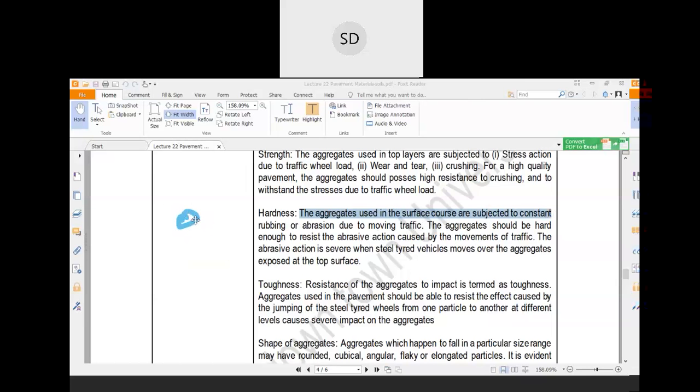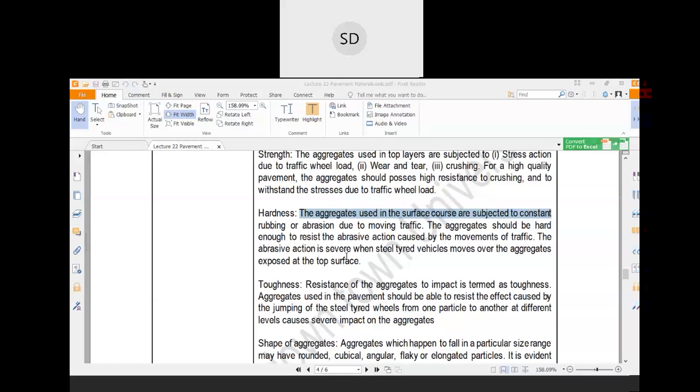Suppose there are aggregate particles adjoining each other. Now, if any vehicles move over there, there will be constant friction between the surfaces of the aggregates. Because of this constant friction, there is a chance of wear and tear of the aggregate. Now the aggregate should be hard enough to resist the abrasive action. This action is basically called abrasive action, caused by the movement of the traffic.